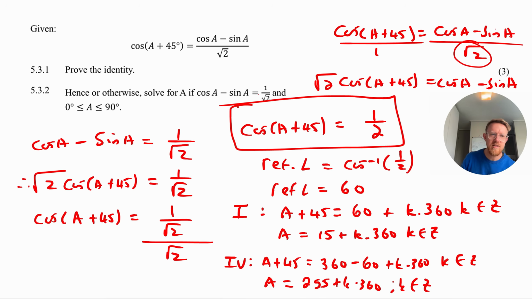Now they want us to get a specific answer between 0 and 90. So this is where you will now go and plug in random values for K and see what answers you get. If you go through that whole thing of plugging in different values of K, you're actually only going to get one answer, and it's just going to be 15 degrees over here. Everything else is going to land up outside of that interval over there.